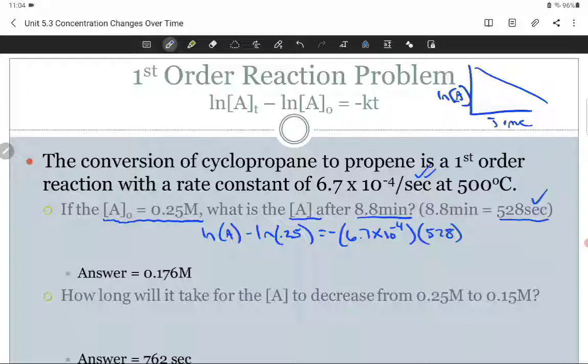But natural log of A, we don't know what that is. Natural log of 0.25. There's a lot of digits on here, but just to save a little space, I'm only going to write a few of these, but on my calculator, I'm leaving all of them in there. And then I multiplied those two terms on the right here together.